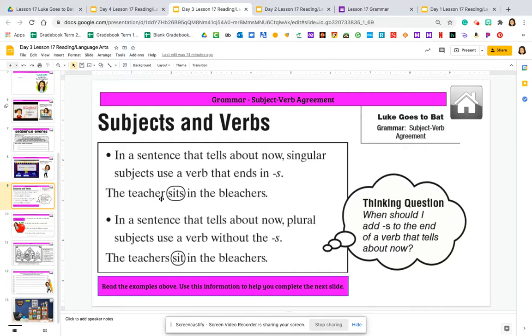Notice teacher does not have an S on the end because teachers sits would not make sense. That would be too many S's. The teacher sits in the bleachers. Ooh, it's a mouthful. The teacher sits.